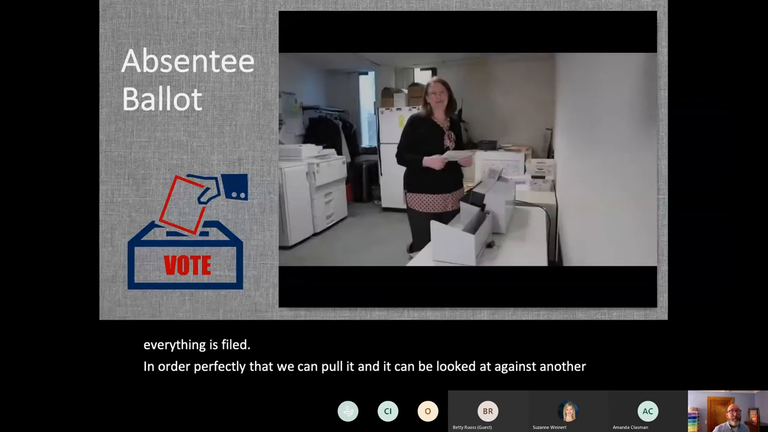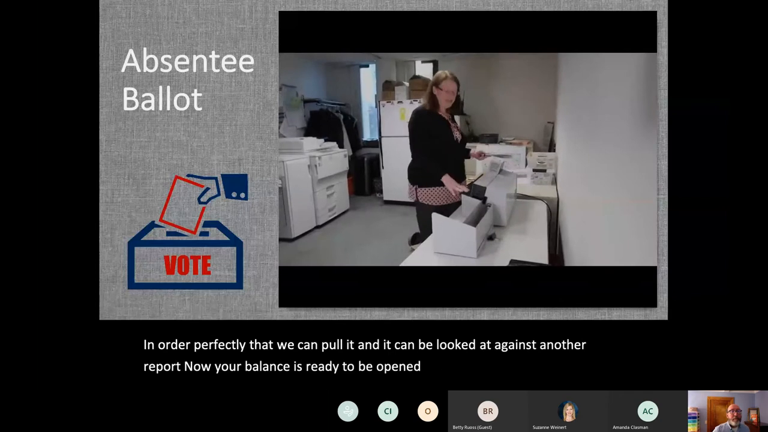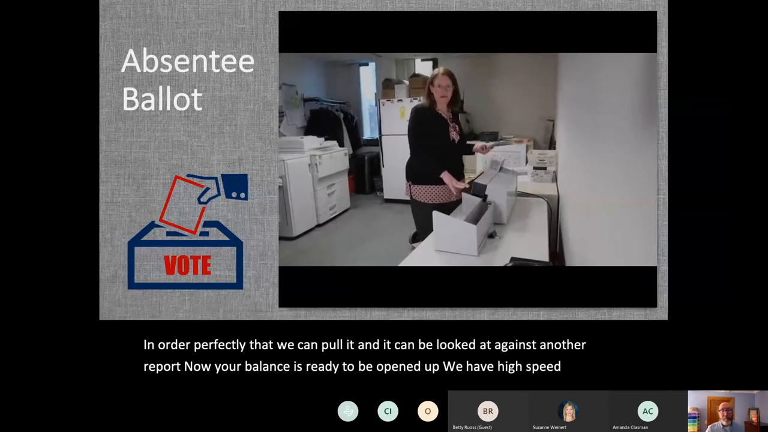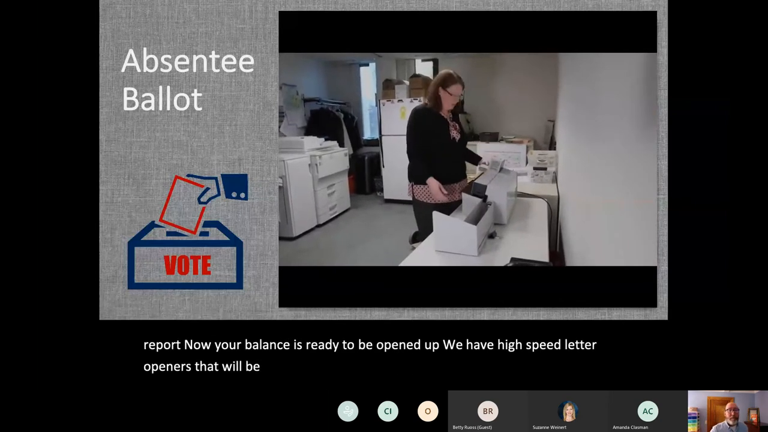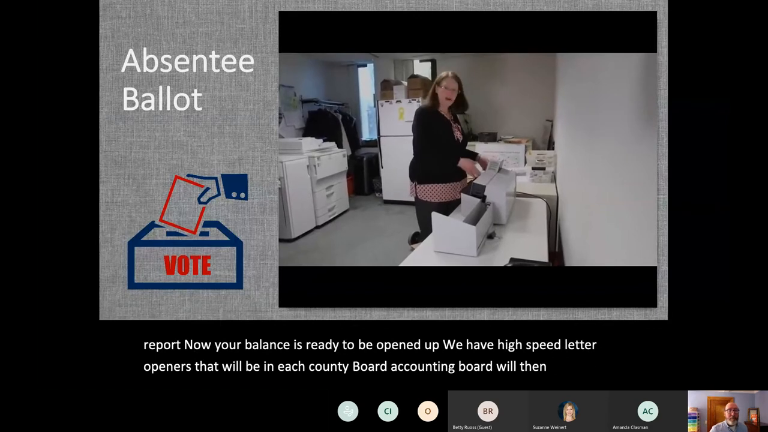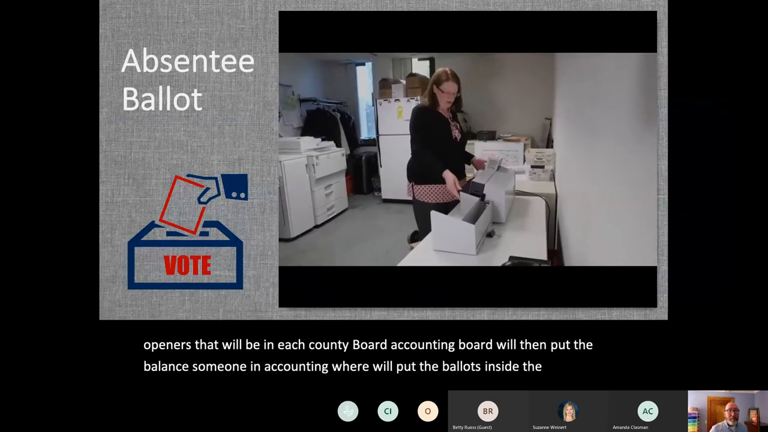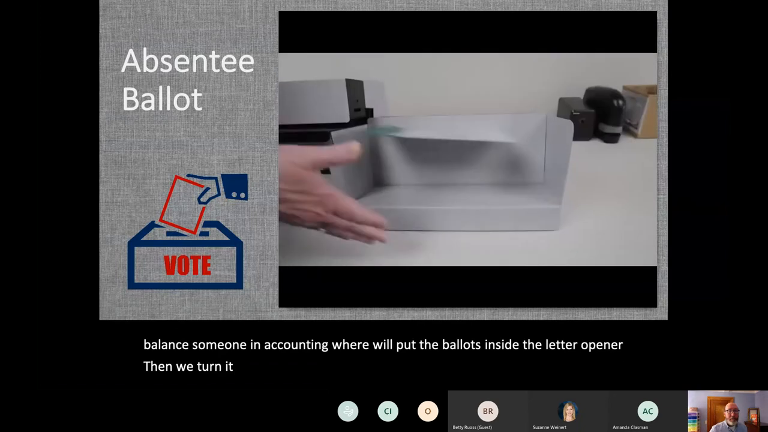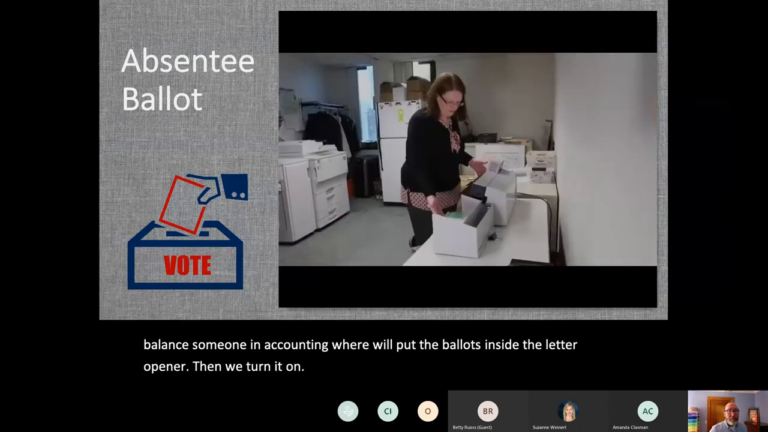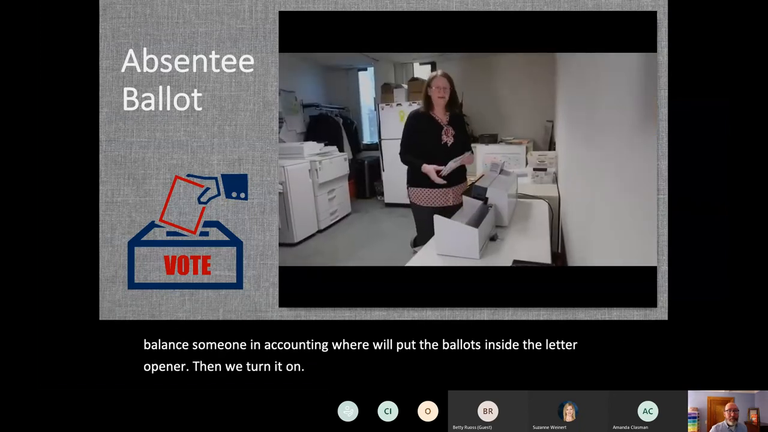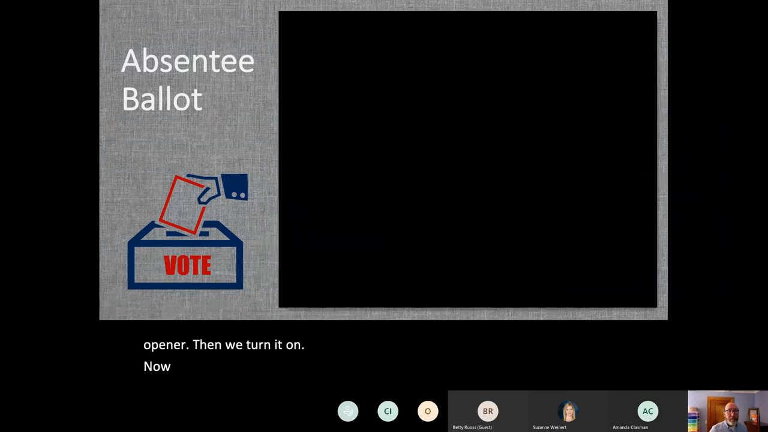Now your ballot is ready to be opened up. We have high-speed letter openers that will be in each counting board. Someone in the counting board will put the ballots inside the letter opener, and we turn it on. Now the envelopes are open.